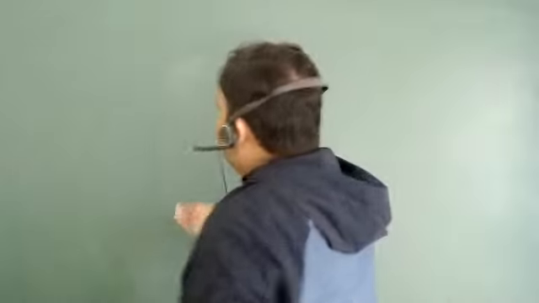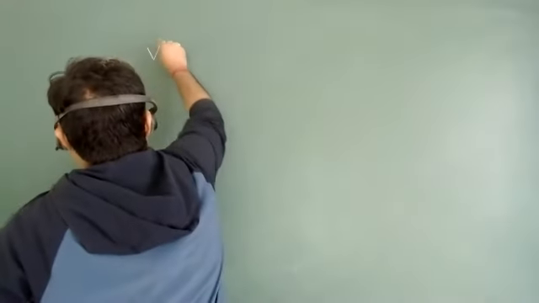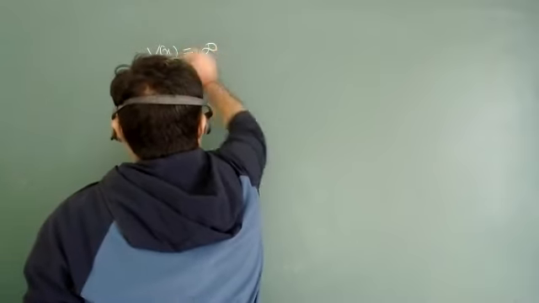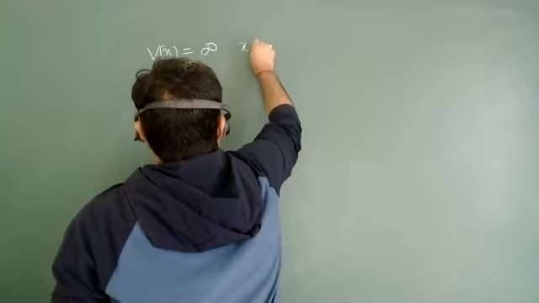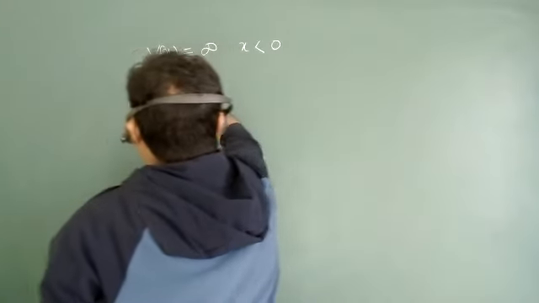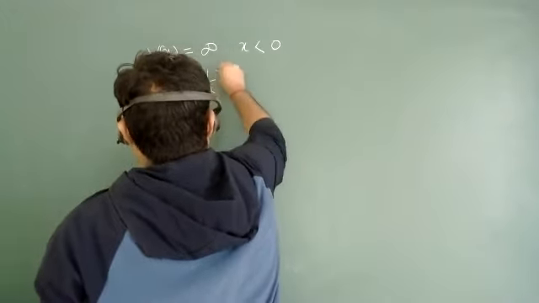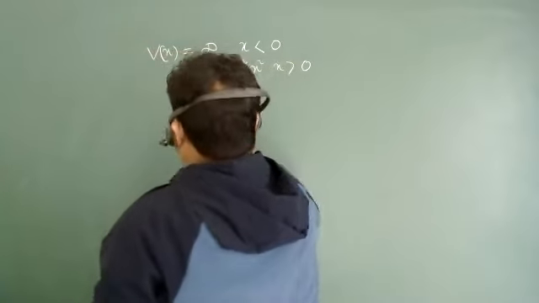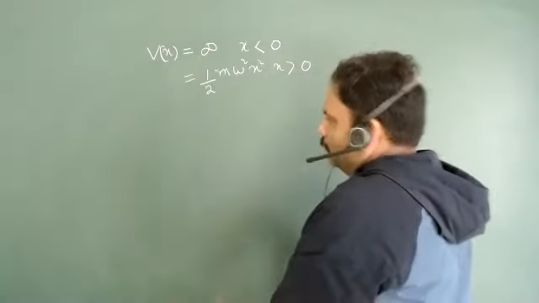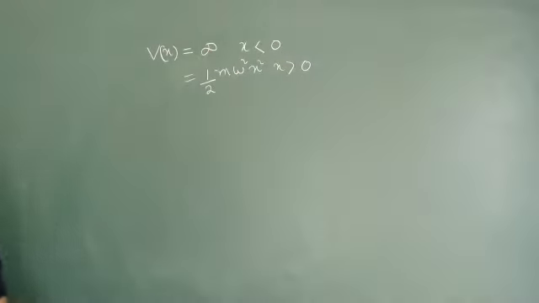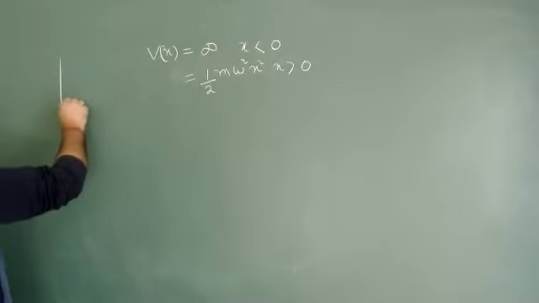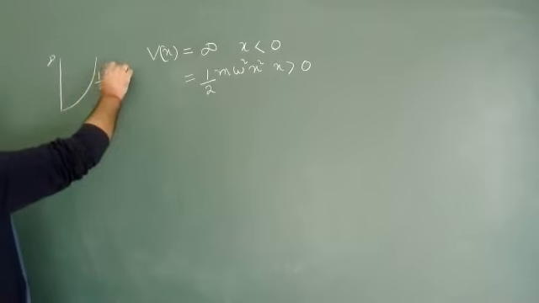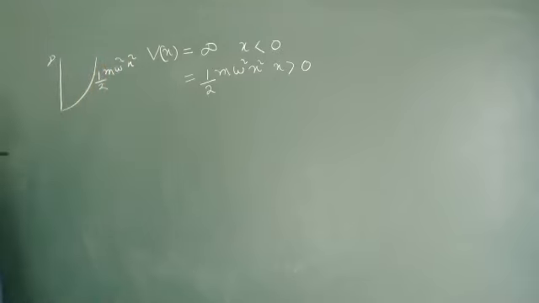Anyway, let's go for this problem. This is a very important problem, and it may be asked in your exam. V(x) is equal to infinity if x is less than 0, and that value is half m omega square x square if x is greater than 0. So we have already solved this problem. We know the final answer for the ground state.